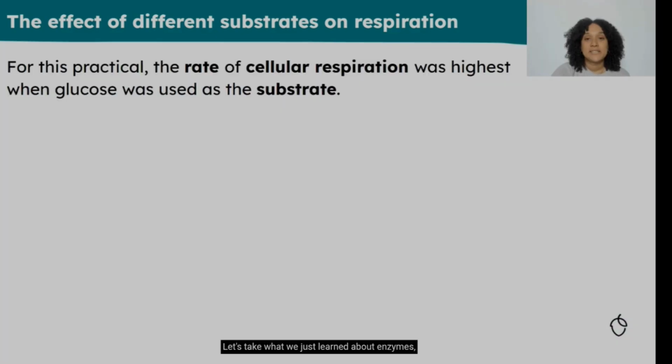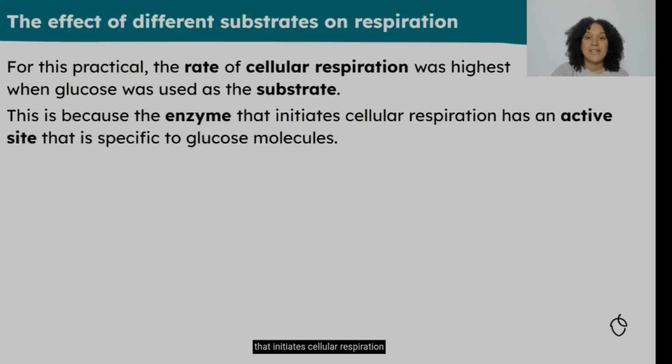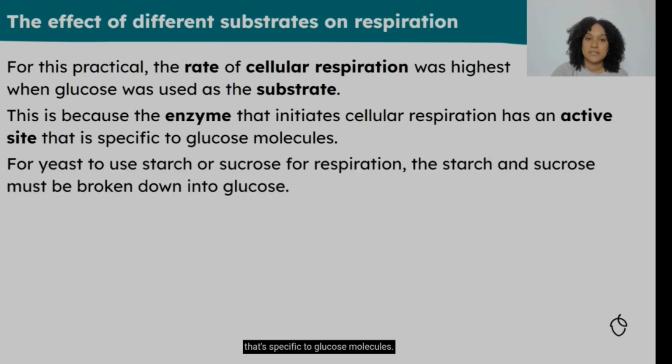Let's take what we just learned about enzymes, active sites, and substrates and put it into the context of this practical. For this practical, the rate of cellular respiration was highest when glucose was used as a substrate. This is because the enzyme that initiates cellular respiration has an active site that is specific to glucose molecules. For yeast to use starch or sucrose for respiration, the starch and sucrose must be first broken down into glucose.